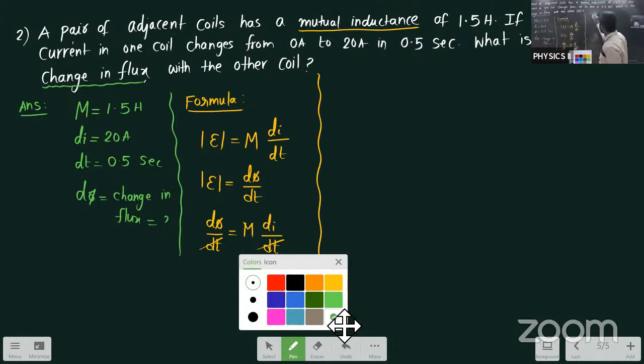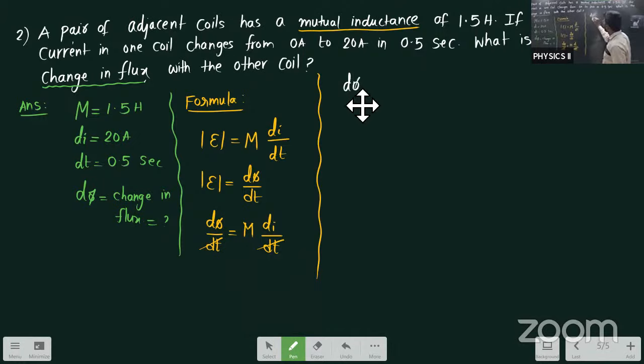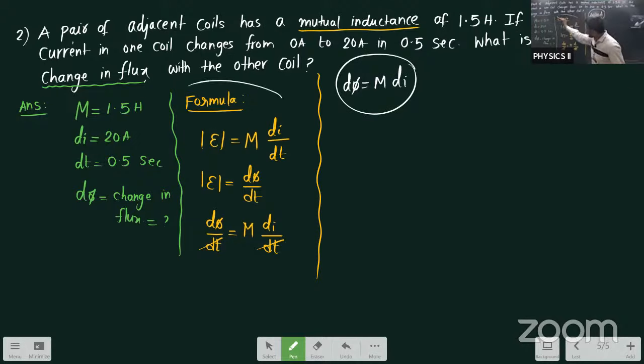Here, finally, I can write one equation: d phi is equal to M into dI. After writing this formula directly, if you remember it, you can go for this, or you can derive it, your wish. It will take hardly 30 seconds.